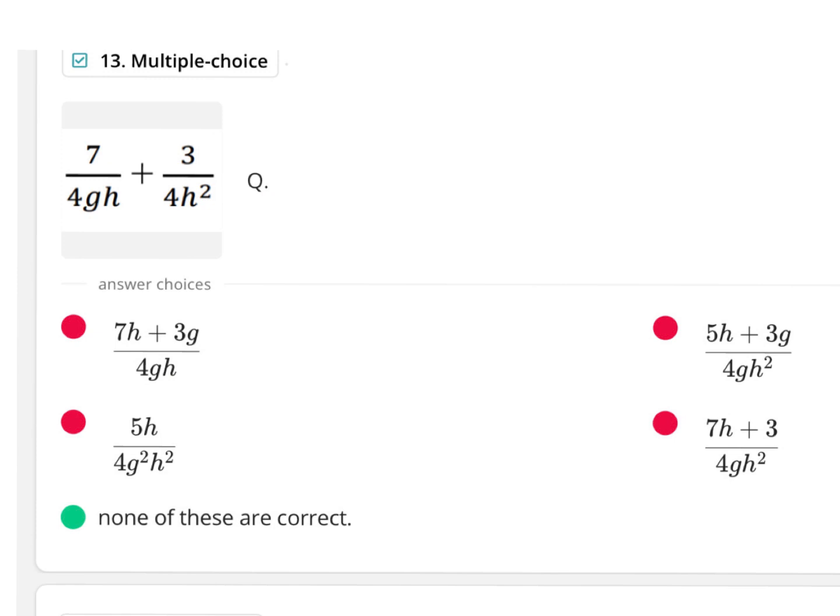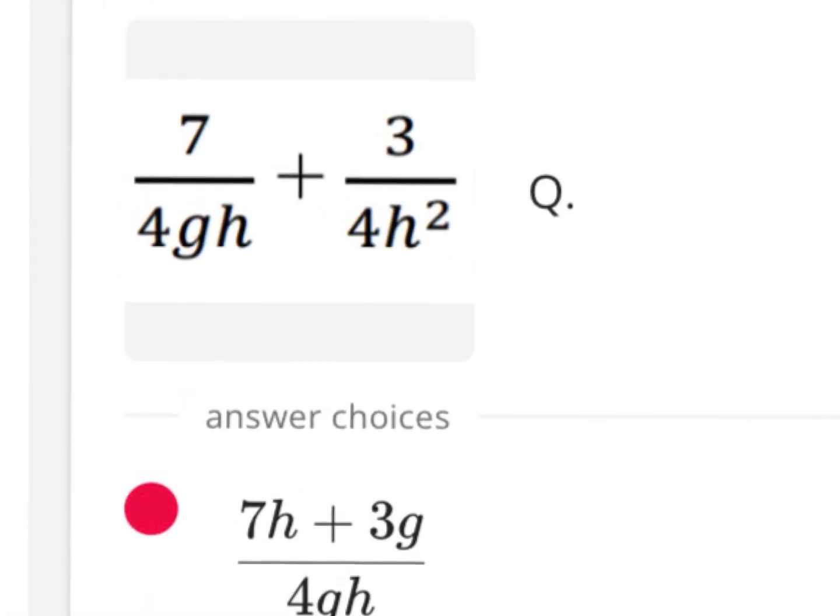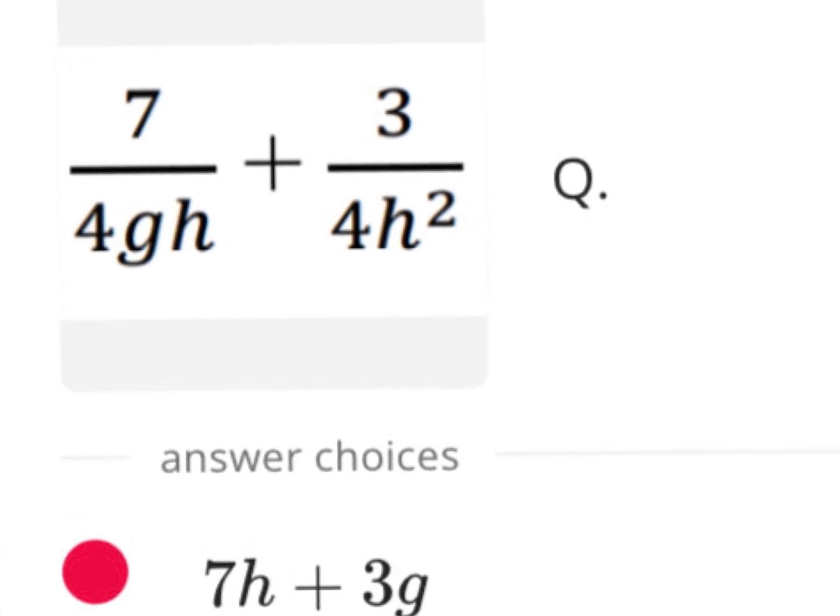So on this question, you want to get a common denominator, an LCD. And if we look at the denominators, first of all, they're monomials. You're supposed to factor them, but you can't really, the only thing you could do is rewrite the h squared as h times h. So what we really have is a 4, a g, an h, and we have a 4, an h, and an h. So what is it that pairs up in both to write our LCD?